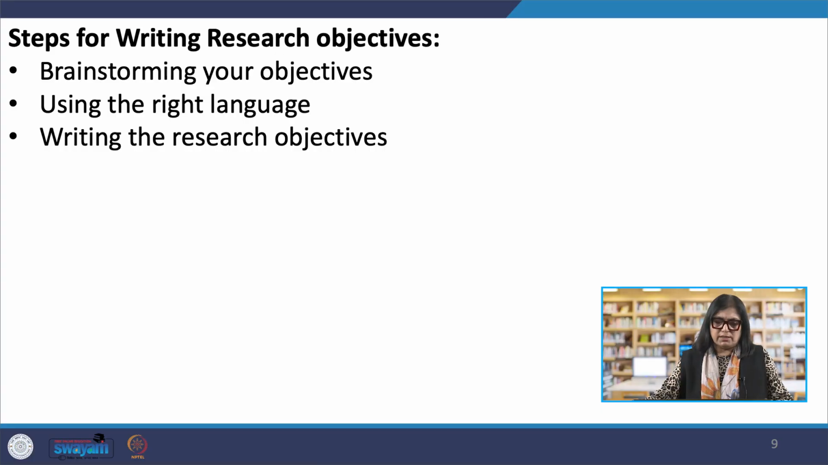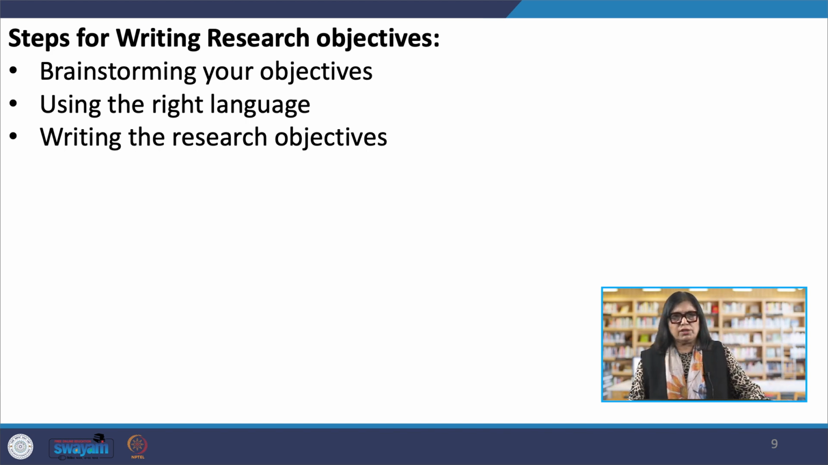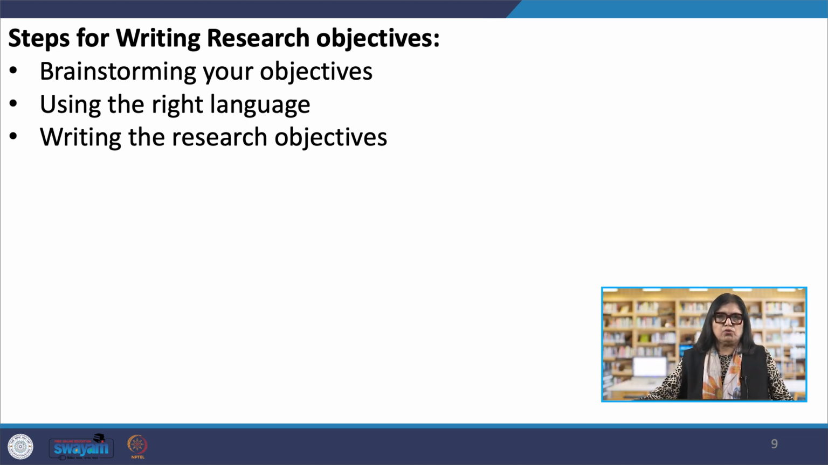How to write research objective? Research objectives can be written using certain steps. First, brainstorming your objectives. State your main research question clearly and concisely. Describe the ultimate goal of your study, which is similar to the research question, but state the intended outcome more definitively. Divide this main goal into subcategories to develop your objectives.